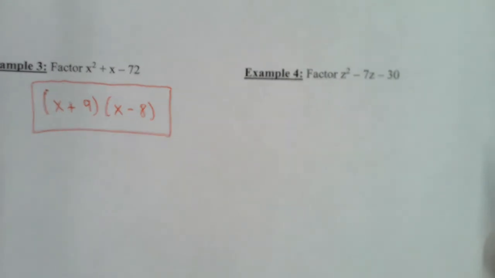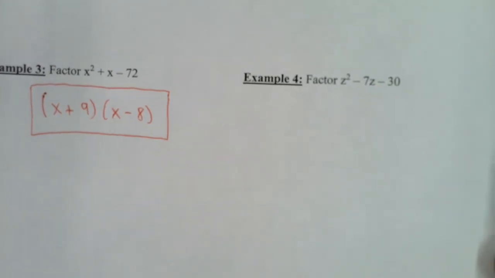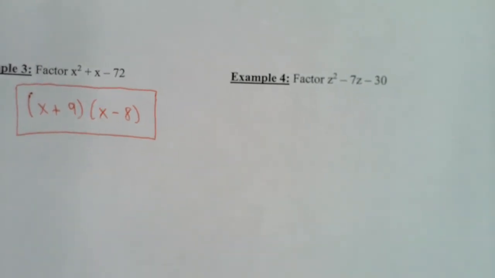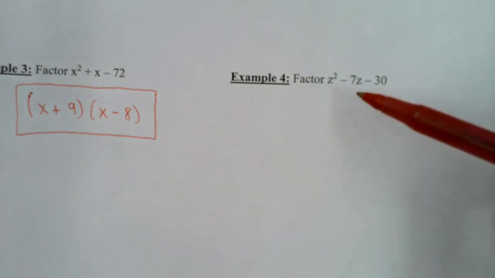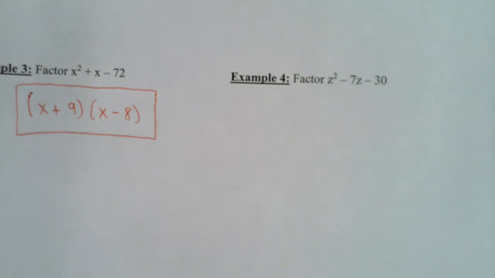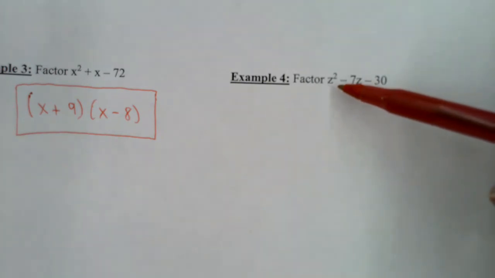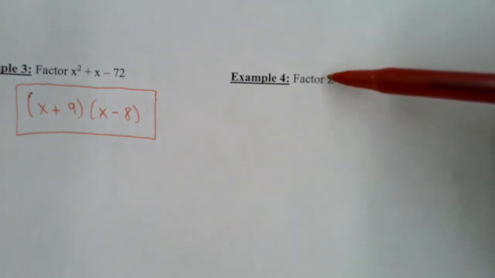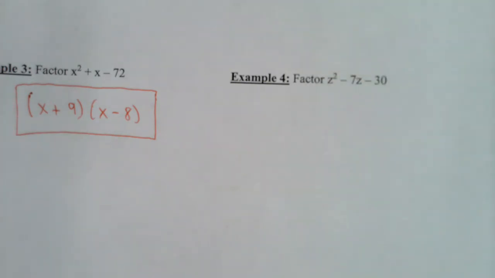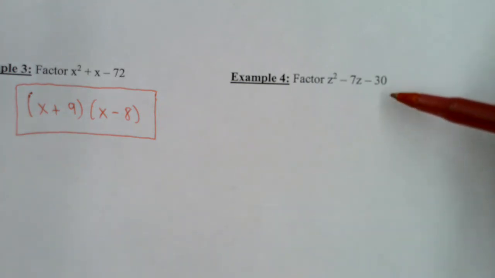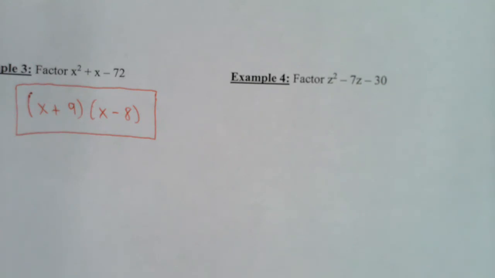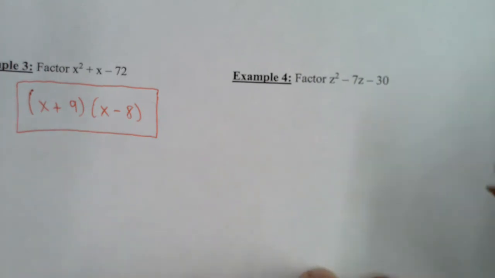And let's do one more. Example 4. z squared minus 7z minus 30. So again, a trinomial, 3 terms. It's a quadratic because the biggest degree is 2, and the leading coefficient is 1. So all you have to do is find two numbers that multiply to negative 30 and add to negative 7. So pause the video if you have to, but the answer is going to be negative 10 and positive 3.